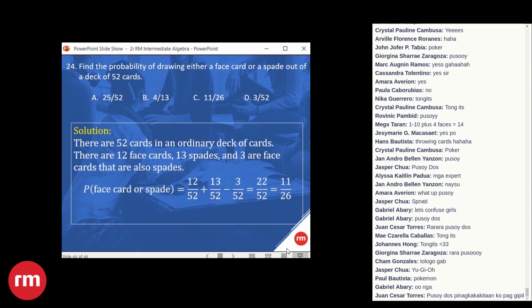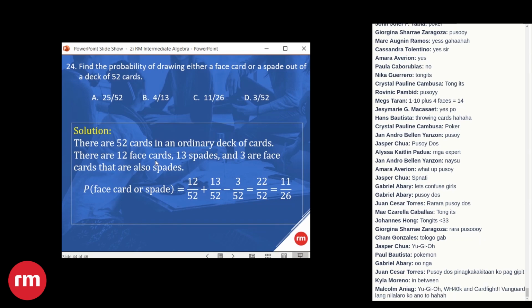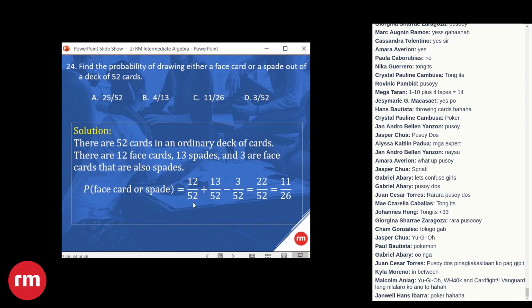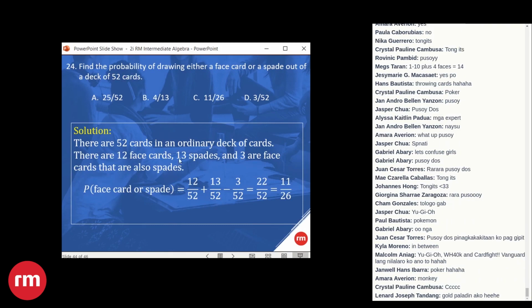If you look at the first part, 12 over 52, this is a face card. So you have 12 face cards over 52. That's the probability. Plus, you combine the 13 spades over the 52 cards. So if you simply combine this, meron kang kulang siya. You need to subtract the 3 face cards that are also spades. Kasi nabilang siya twice. Okay?